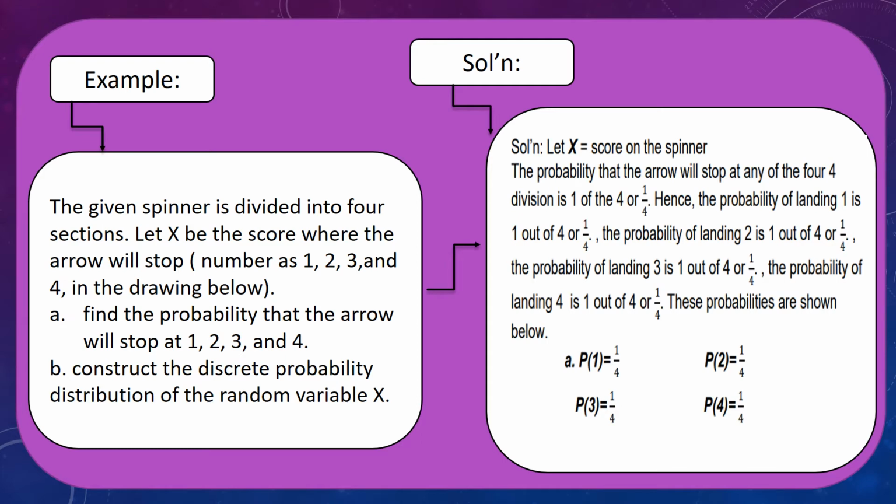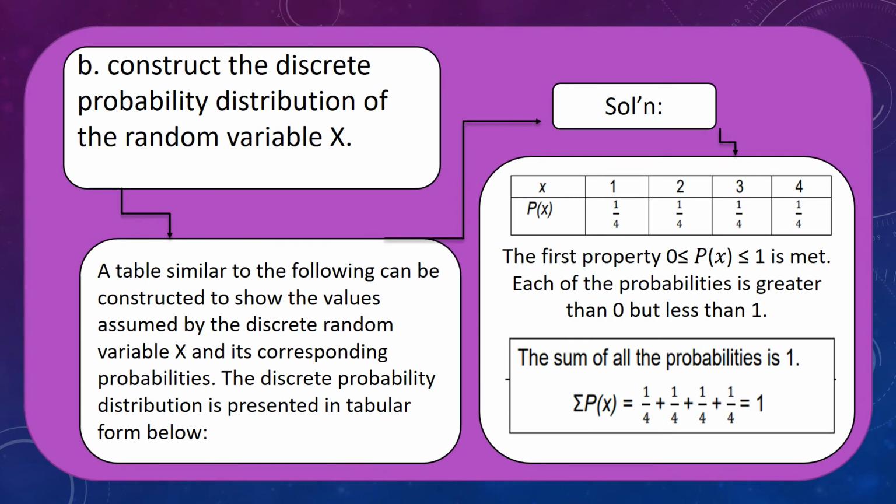Find the probability that the arrow will stop at 1, 2, 3, and 4. So we have 1/4. Next, we construct the discrete probability distribution of the random variable x.